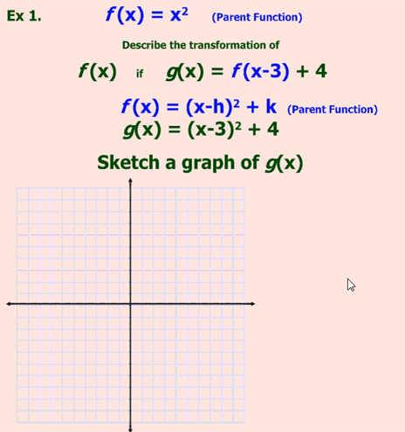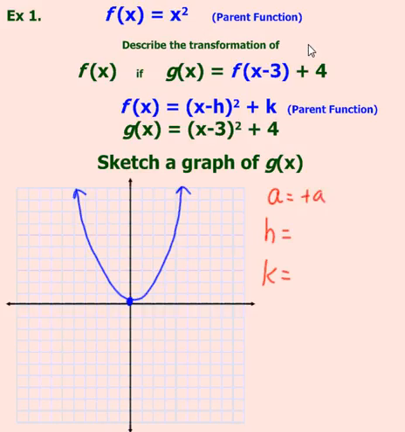So let's actually try one of these. Our parent function that was given to us is x squared. Let's go ahead and take a look at what an x squared function typically looks like. We have the vertex at the origin, so at 0, 0, and it kind of looks like a U, going up in both directions. Now we're going to describe the transformation of g of x if g of x is equal to f of x minus 3 plus 4.